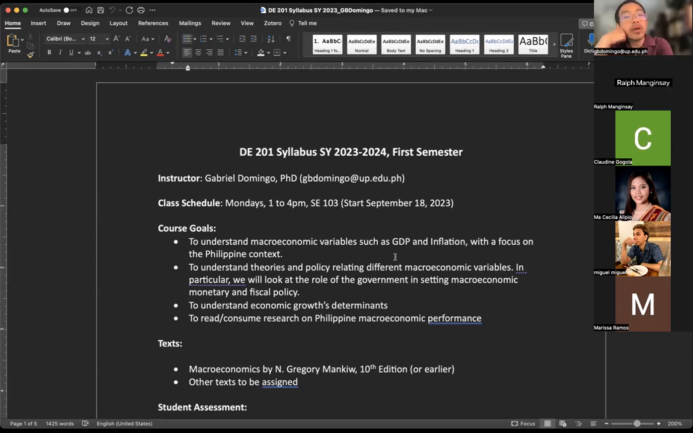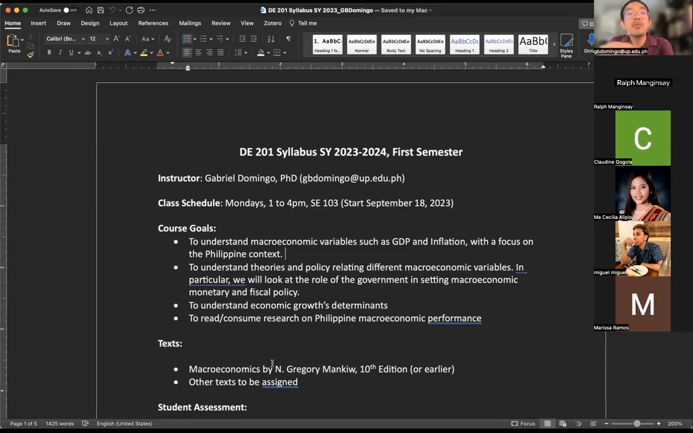Okay, so our goals: to understand macro variables such as GDP and inflation, with especially a focus in the Philippine context. So if you notice, we have Gregory Mankiw here. You can use the 10th edition. For one, I'm primarily using the 7th edition text. I've checked the contents, and in terms of the theories, the principles, the concepts, they're pretty much the same, because this consensus has been around for a while, the macro consensus on how to model it, except for the really cutting edge stuff. We're just going to discuss a little bit, but not yet talk about.